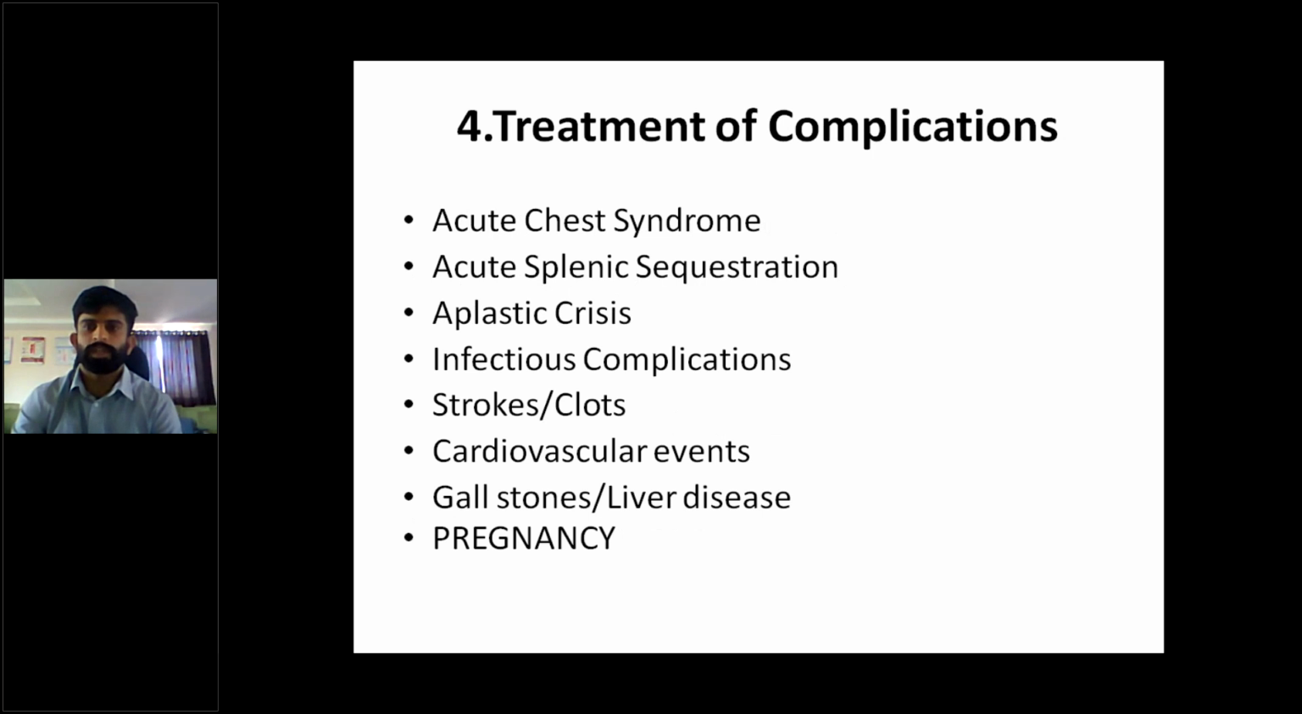So the next one is treatment of complications. Now we know the complications of vaso-occlusive crisis are acute chest syndrome, acute splenic sequestration, aplastic crisis, infectious complications, strokes or clots, cardiovascular events, gallstones or liver disease, and pregnancy. Now, pregnancy is not a complication, but what if pregnancy is complicated by sickle cell anemia? We'll discuss that in the next few slides.